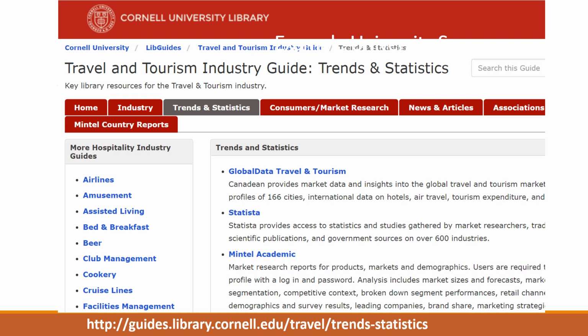You may notice if you take a look at the tabs that they have industry categories. They also break it down into, I have chosen trends and statistics, but the next tab over provides information on consumers and market research in this particular industry category. They have a link for associations. There's a great deal of information available to you from a variety of academic online sources, some of which are free and some of which you do have to pay to get access to.